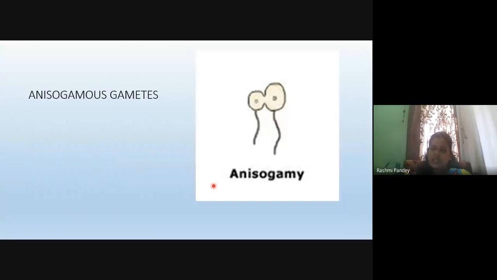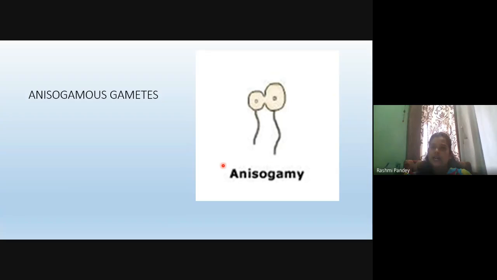Then we have anisogamy. I think you have already gone through all these terms, must be quite aware of all this. So it is very much like a repetition. Now aniso means different. So here we can clearly see there is one cell which is smaller in size and one cell which is bigger in size and the union is occurring. Now here we can term one as a plus sign, and one as a minus sign. But both are motile.